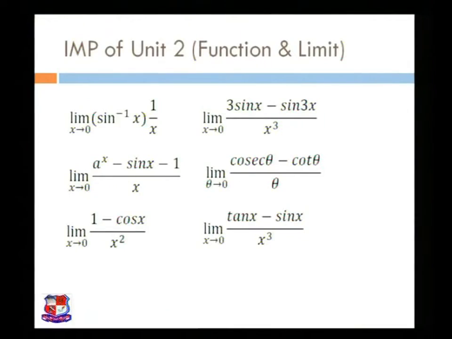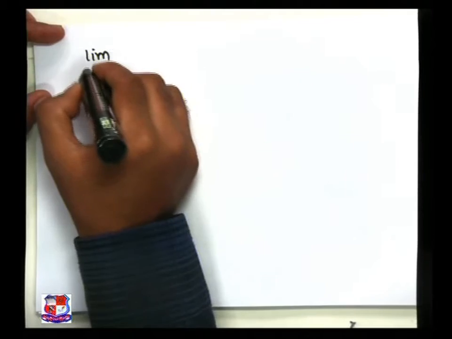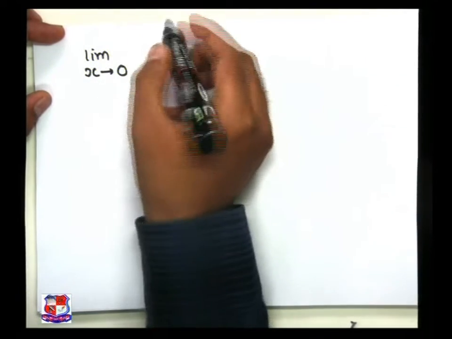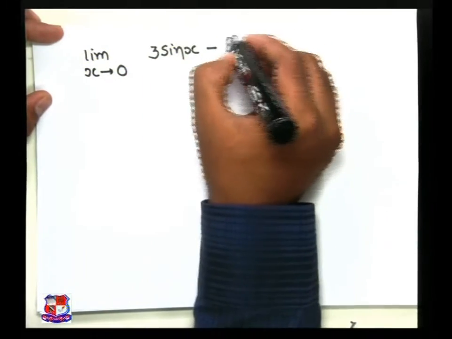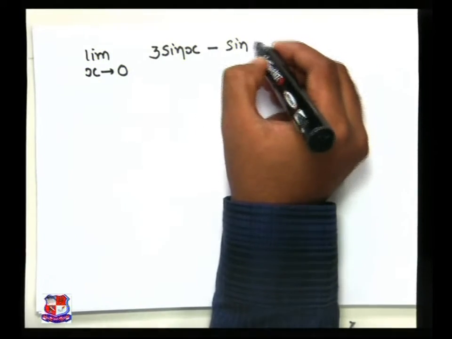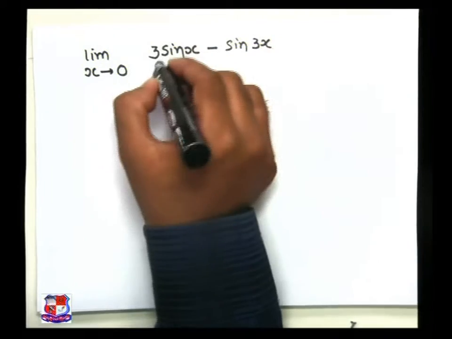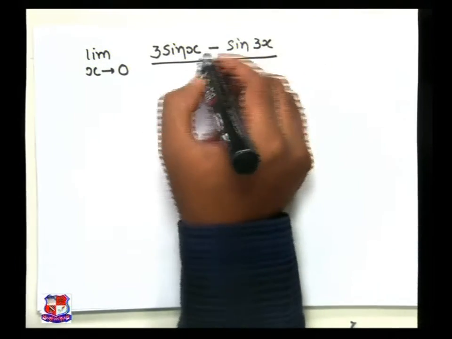Now we move to our next question. Our next question is limit x tends to 0, 3 sin x minus sin 3x divided by x cube. So our first step is to write limit x tends to 0, 3 sin x minus sin 3x divided by x cube.